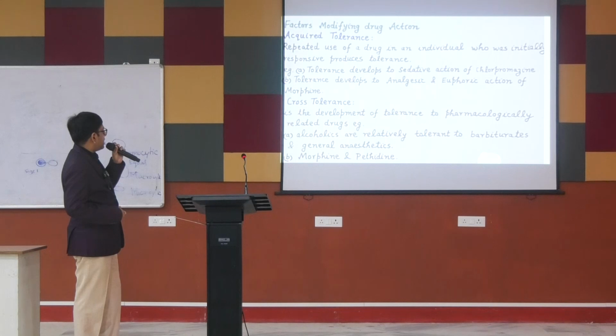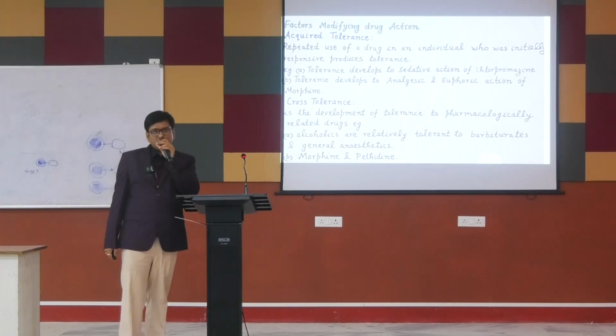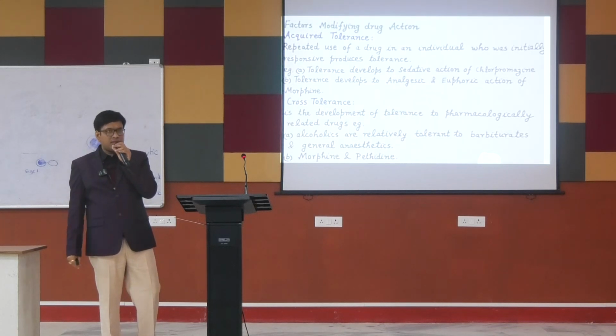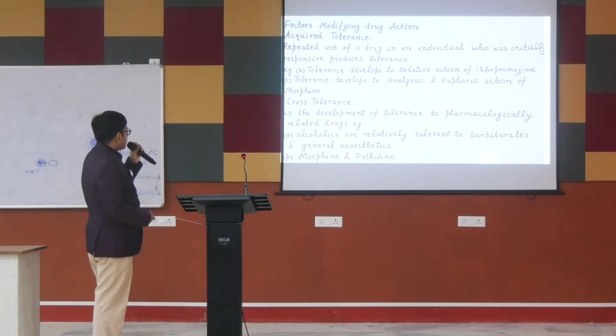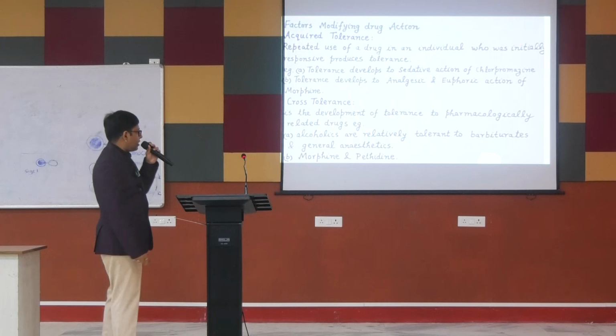Similarly, there is another analgesic called morphine. It reduces pain, but that pain-reducing action also gradually reduces if you continue giving the patient that drug. So this is called tolerance. Cross tolerance is when you have given one drug, another drug that is similar to it also will exhibit less effect. That is called cross tolerance.